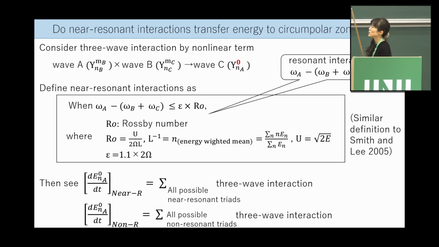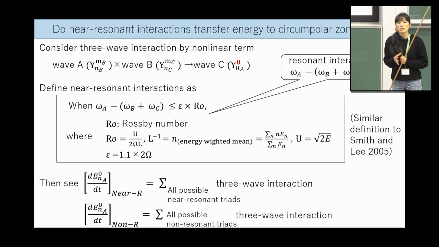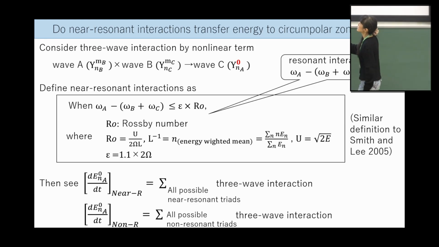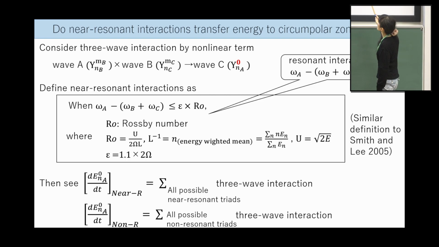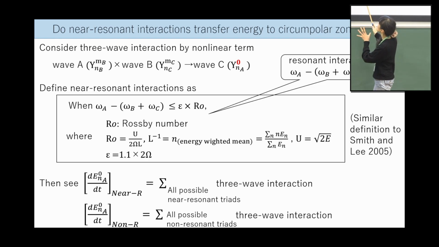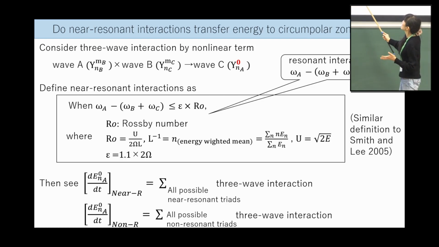But unfortunately, we don't have a clear definition for near resonant interaction as far as I know. So in this talk, we define near resonant interaction by using this condition. This means that omega, the frequency of wave A minus the frequency of wave B plus C, is almost equivalent to 0, but not exactly 0, having a very small value. And we define the threshold for the near resonant interaction by using the Rossby number.